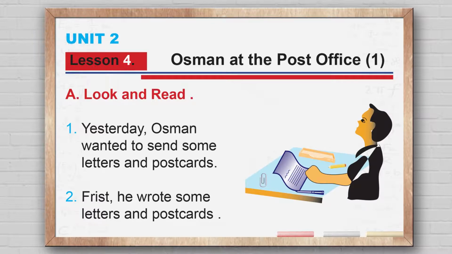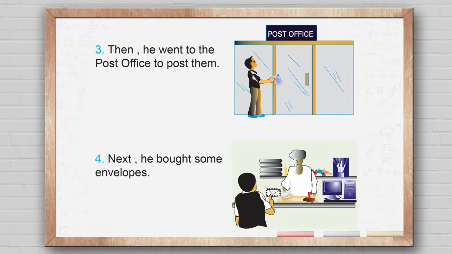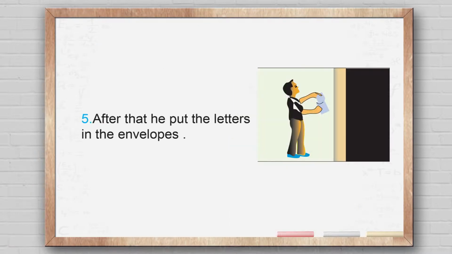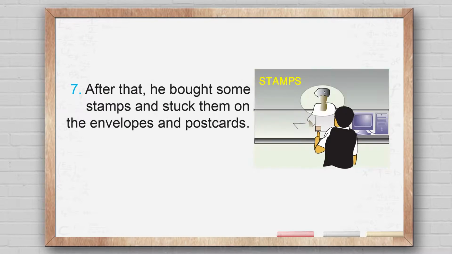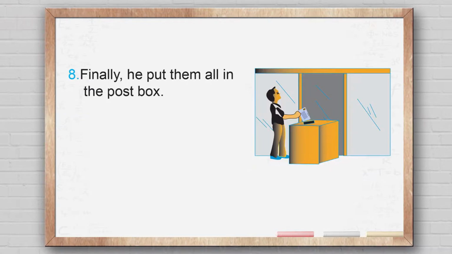1. Yesterday Uthman wanted to send some letters and postcards. 2. First, he wrote some letters and postcards. 3. Then he went to the post office to post them. 4. Next, he bought some envelopes. 5. After that, he put the letter in the envelope. 6. Then he wrote the names and addresses on the envelopes. 7. After that, he bought some stamps and stuck them on the envelopes and postcards. 8. Finally, he put them all in the post box.